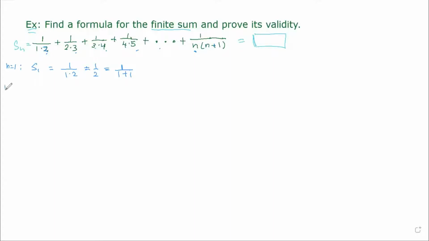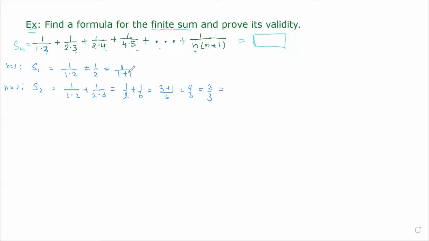Okay, now if the next one is the second term, n equals 2. So S2 is the sum of the first two terms, correct? So it becomes 1 over 1 times 2 plus 1 over 2 times 3. Now we simplify it. It becomes 1 over 2 plus 1 over 6, then you find the LCM, correct? The LCM of 2 and 6 is what? 2, 3, 6, right? So you simplify, it becomes 3 over 6 plus 1 over 6, so we have 4 over 6. Then you can make it lowest terms, so it becomes 2 over 3.